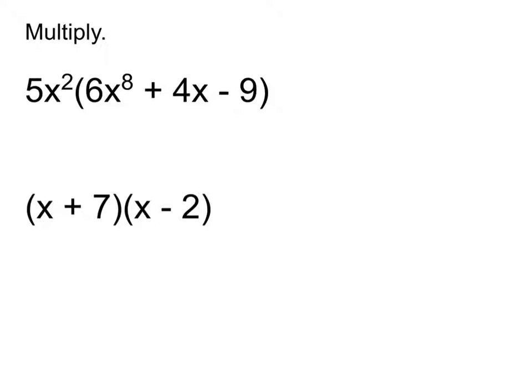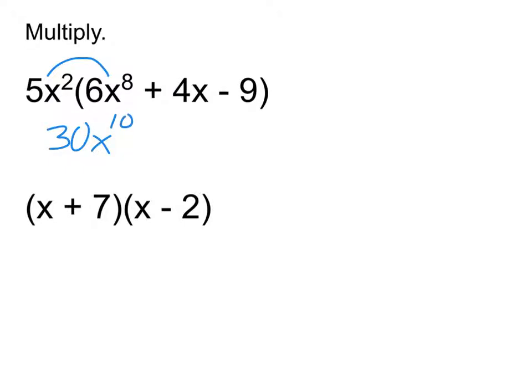All right, so for this first one here, I'm going to be multiplying this 5x squared by every single one of these terms. So first up, when I do the 5x squared just times the 6x to the 8th, I do the 5 times the 6, which gives me 30. And then when we do x squared times x to the 8th, remember that means we add the exponents. So that ends up being x to the 10th.